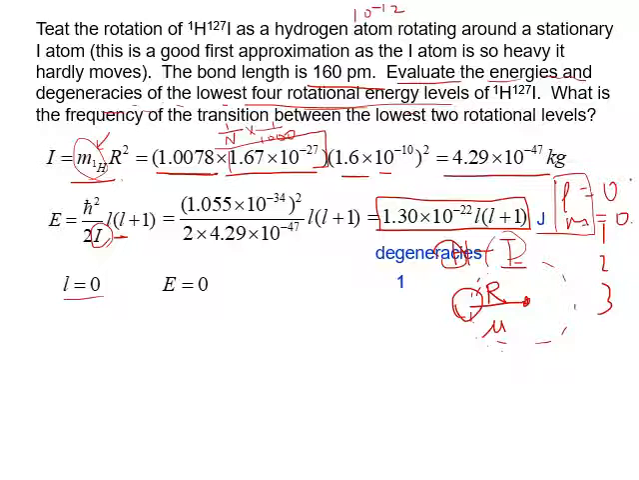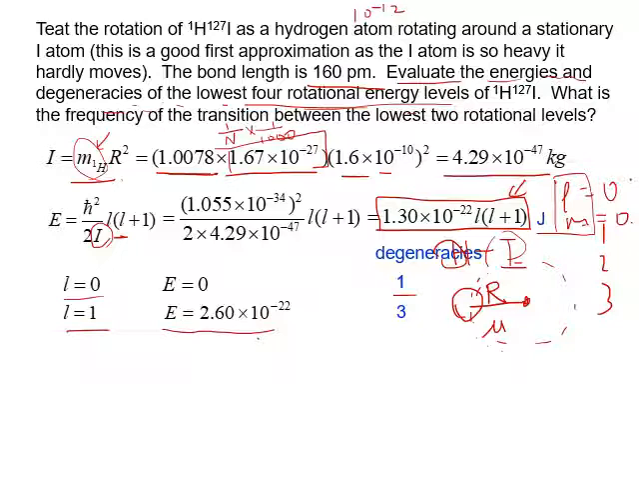That determines one wave function, and therefore the degeneracy is 1. What about L equals 1? So when L equals 1, plug in this equation. All right, this is the answer, the energy. Okay, so with this energy, how many wave functions have this energy?